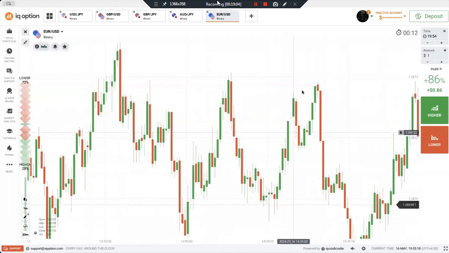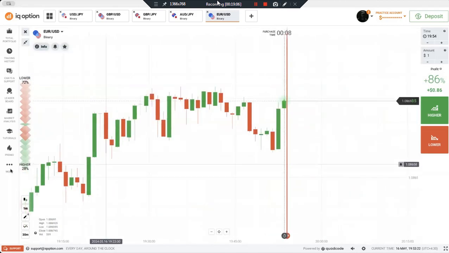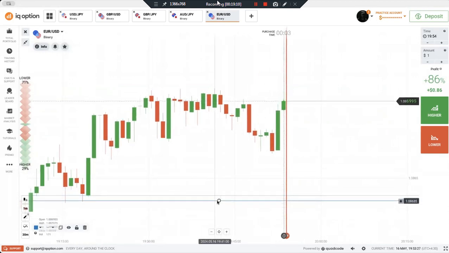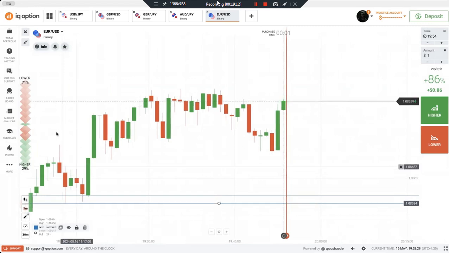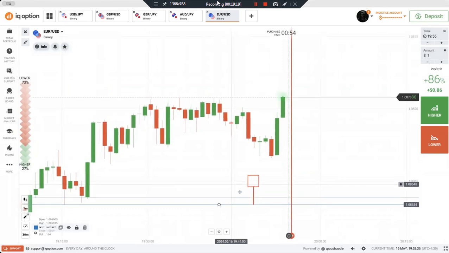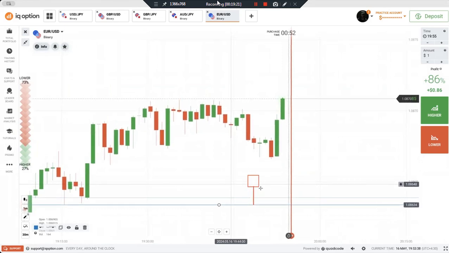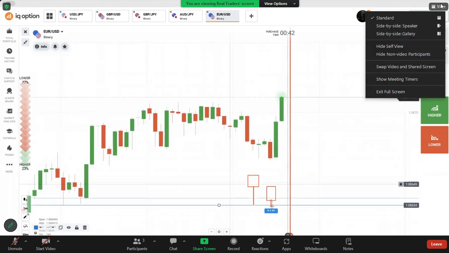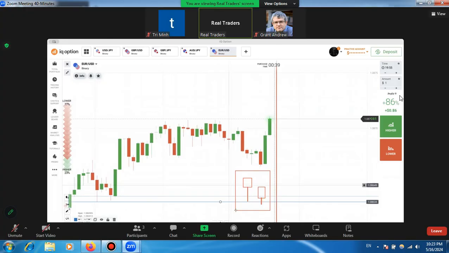So let me bring the chart here. So for example, here there is a level, okay, and you see the market comes here, closes with the rejection, right? So here you cannot place any trade, right? So here this is a 50% chance, as I said, you cannot place. But right after that, you will see the market close like this.